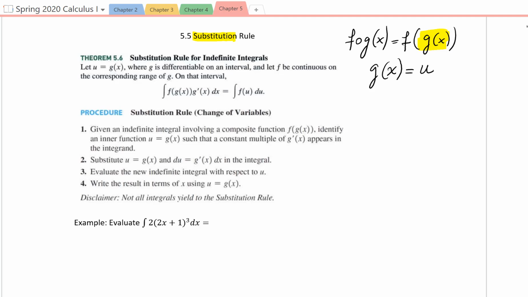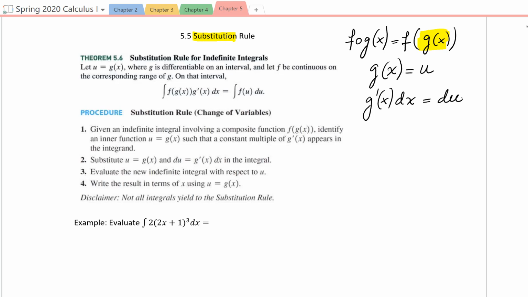We are going to write this g of x as u. And then g prime of x dx equals du. So using this information, we are going to integrate.